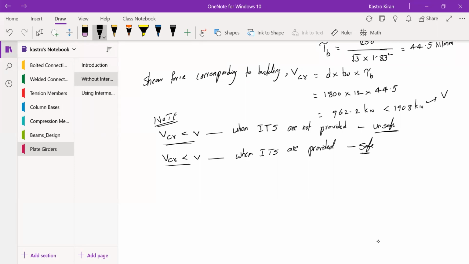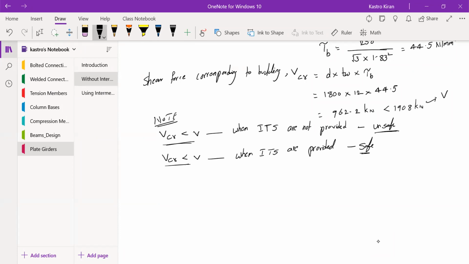We'll talk about the second case in the next model of problem, but in this model of problem you are not providing the intermediate transverse stiffeners, and you have found that the value of VCR is less than V, therefore it is an unsafe section. Now how will you solve if a section is unsafe?